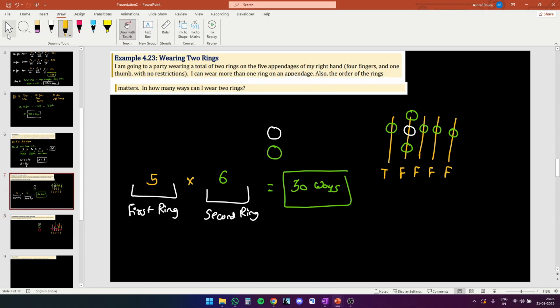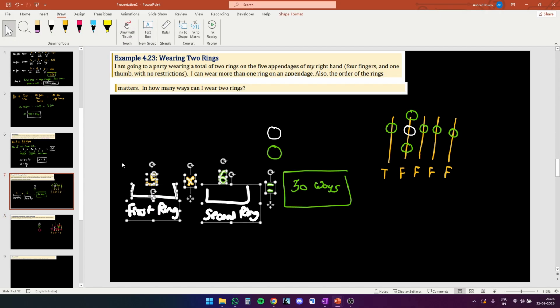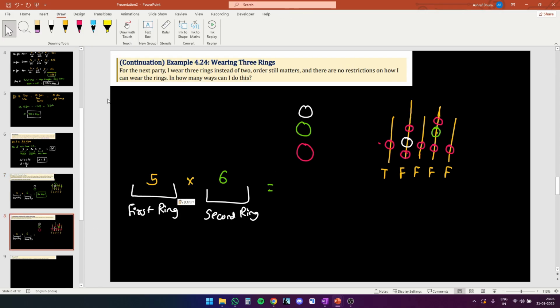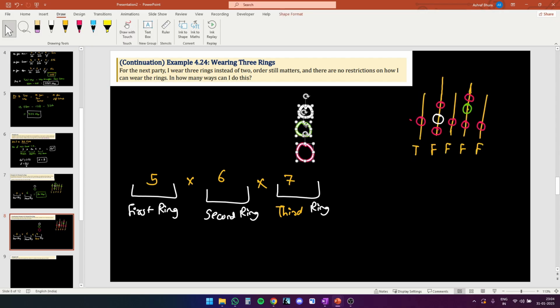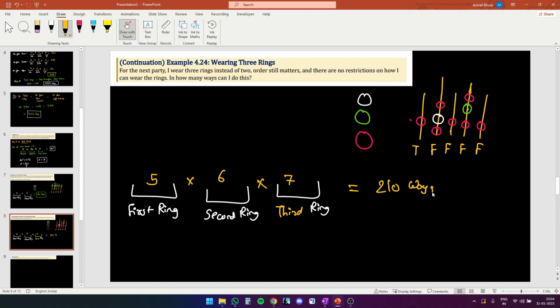So if I just copy this, and for the third ring now I am having 7 choices. So 6 times 7, so this makes it as 210. So the total number of ways are 210 ways.